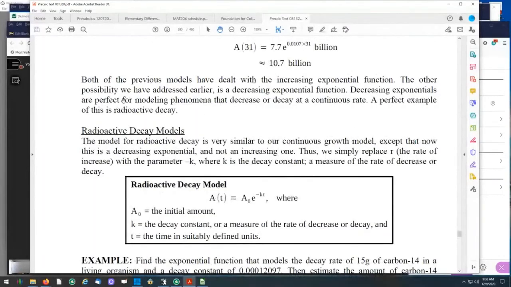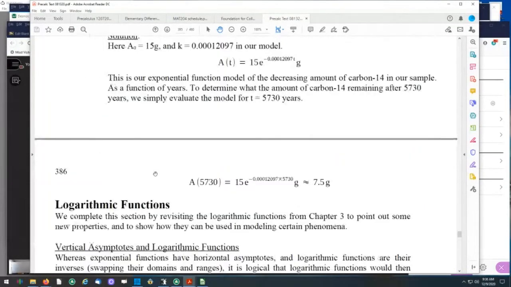And radioactive decay, the other one was an increasing exponential. Here k is a positive constant. In this case, we deal with a decreasing exponential, and you have radioactive decay. So we just have some very basic problems there again.